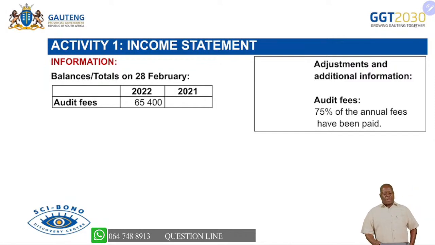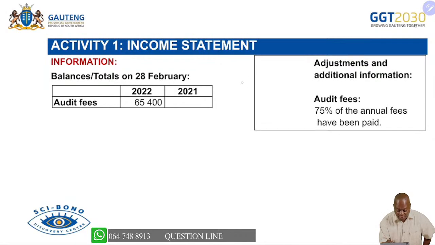Adjustments and additional information on audit fees. It says 75% of the annual fees have been paid. We said 65,400 is the figure paid. And they're saying 75% have been paid. So they're saying 65,400 is 75%. Simple. So it therefore means there is a 25% that is missing, and it is our duty to be able to find it. How do we find the 25%? Simple, guys. When we are looking for 25%, it's going to be 25 over 75.